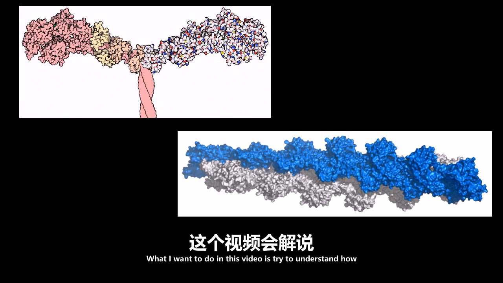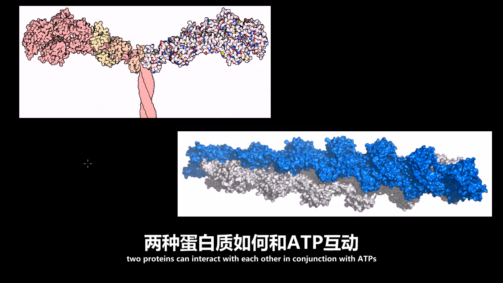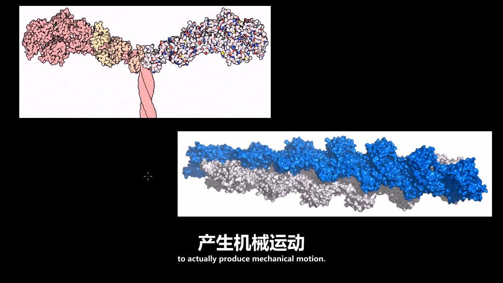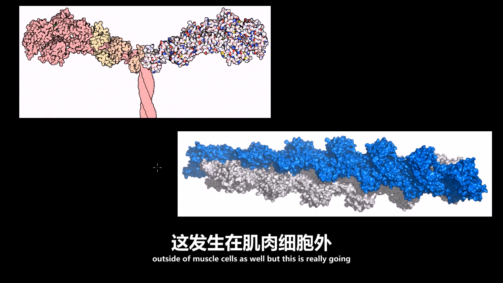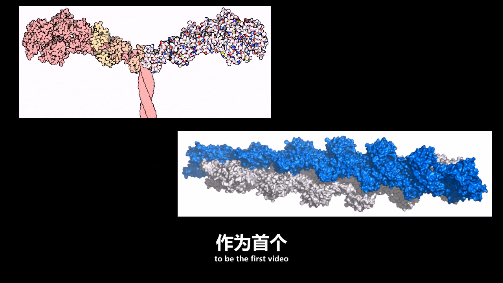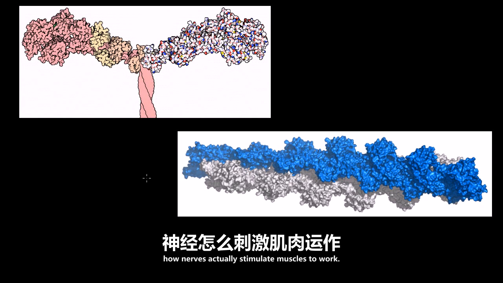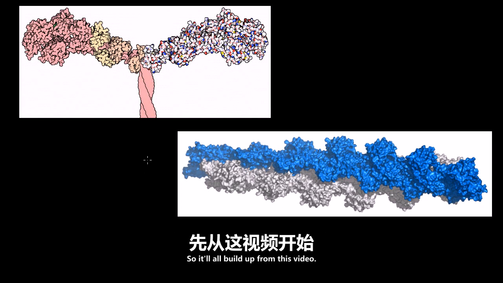What I want to do in this video is try to understand how two proteins can interact with each other in conjunction with ATP to actually produce mechanical motion. And the reason why I want to do this, one, it occurs outside of muscle cells as well, but this is really going to be the first video on how muscles work. And then we'll talk about how nerves actually stimulate muscles to work. So it'll all build up from this video.